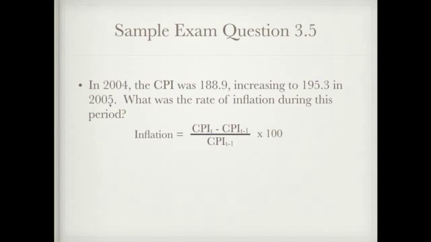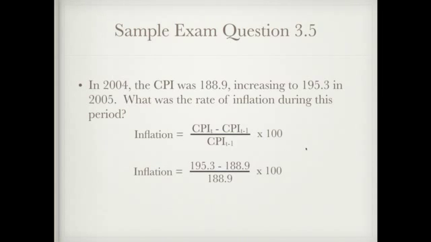So for our example here, the consumer price index at time t is going to be equal to 2005 or 195.3. And the consumer price index at time t minus 1 is going to be equal to 188.9. So we're going to have 195.3 minus 188.9 divided by 188.9.